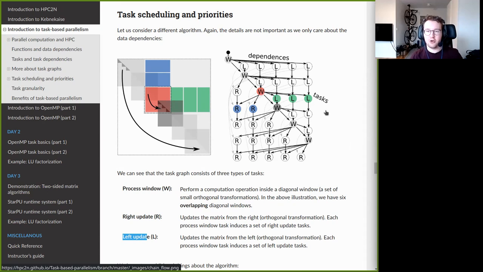And again, there is no need to understand any of the details of what the algorithm does and how it's implemented. The only thing we want to investigate is that there is a set of tasks, and the tasks are related to each other in the sense that one task is producing an output that is used as an input to some other task.